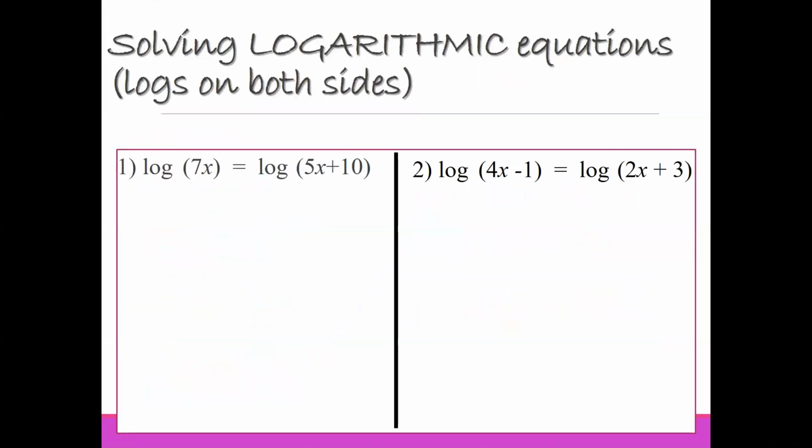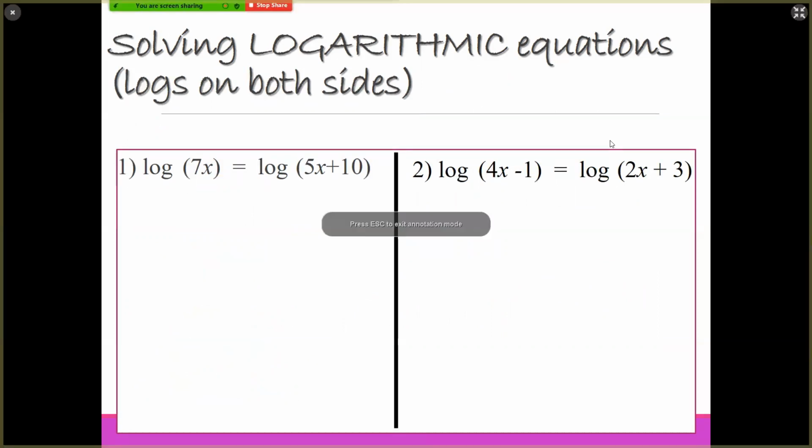Moving on to my favorite one. So here we have logs given to us on both sides. Keep in mind there's nothing being added or subtracted out at the ends of either one of them. When this happens, if log of 7x equals log of 5x plus 10, since we have one log on the left and one log on the right, we're allowed to cancel the logs out, including the bases.